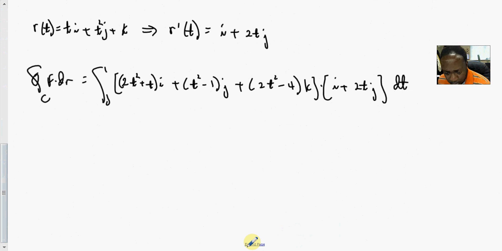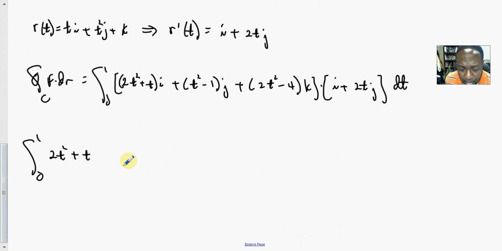Alrighty. This is the integral from 0 to 1. Do the dot product. So this is 2t squared plus t times 1. This is plus, that's the t. They look the same, so you just rewrite it.